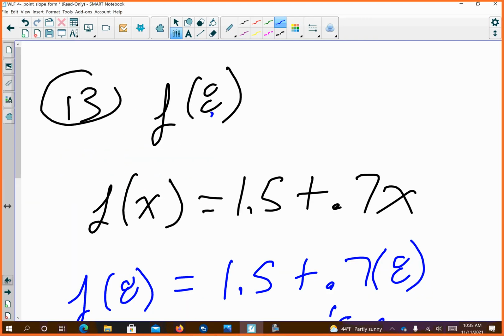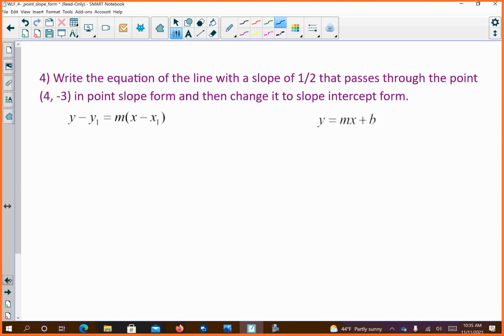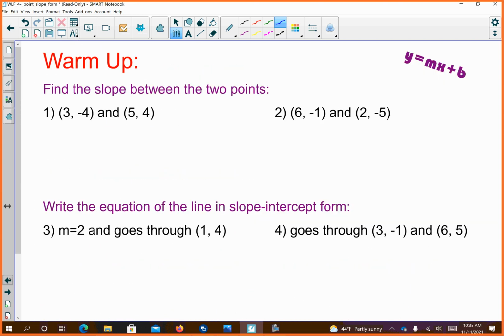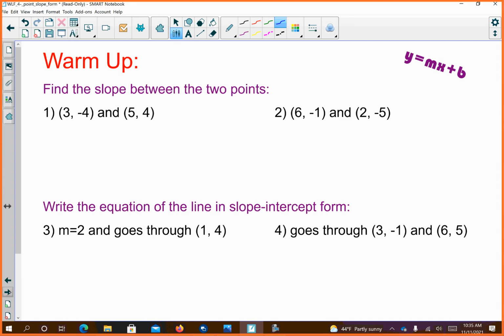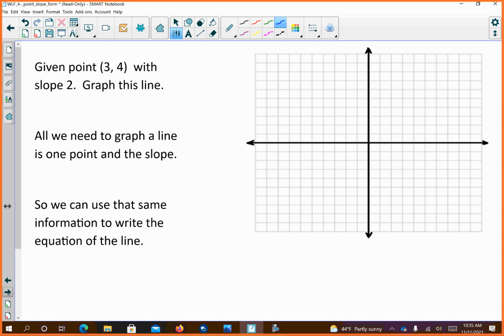All right, I'm going to go back to the beginning of my notes. I am on page 165 in the book. Let's see, 165. So I think that's 165.